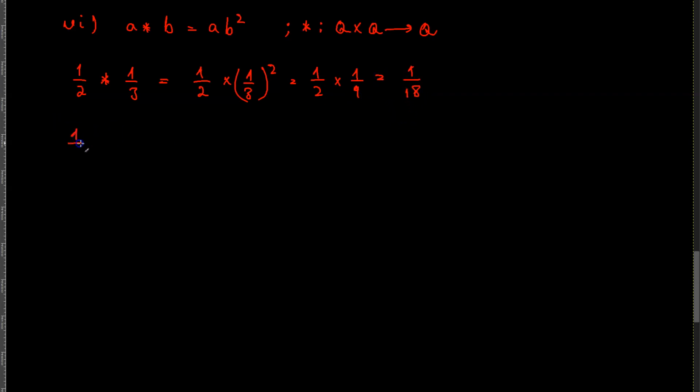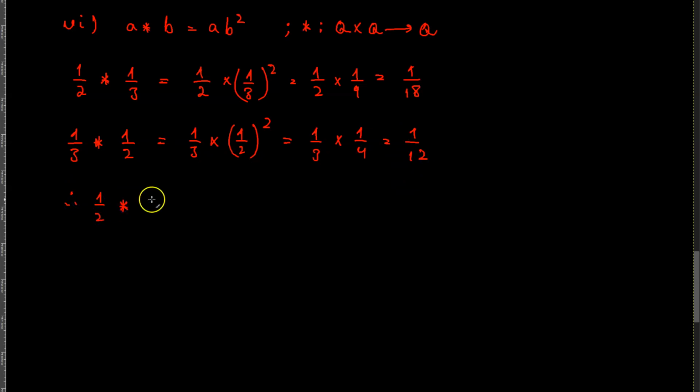Now 1/3 star 1/2 is the same thing as 1/3 times 1/2 squared, which is the same thing as 1/3 times 1/4, which is equal to 1/12. And as you can see, 1/2 star 1/3 is not the same thing as 1/3 star 1/2, and therefore star is not commutative.